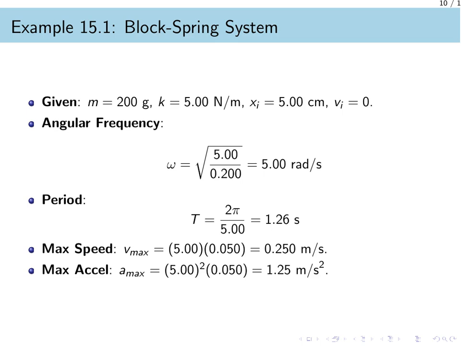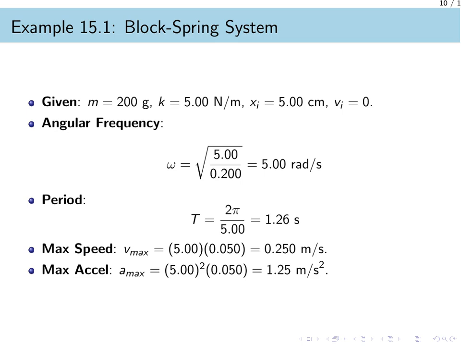We have a mass of 200 grams, which is 0.200 kilograms, and a force constant k of 5.00 newtons per meter. The block is pulled 5 centimeters from equilibrium and released from rest. First, we calculate the angular frequency, which is the square root of 5 divided by 0.2, resulting in 5.00 radians per second. The period is then 2 pi divided by 5, which gives us approximately 1.26 seconds.